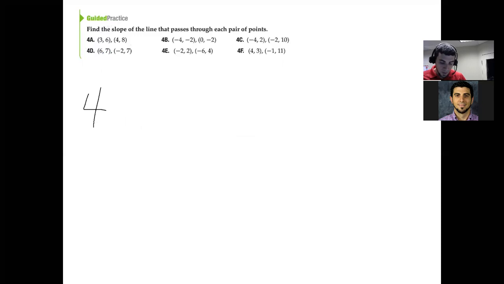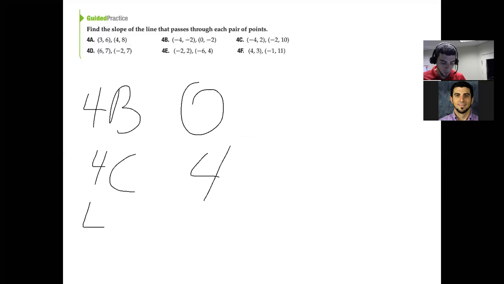All right, for B, you should have got 0. For C, you should have got 4. And for E, would simplify to -1/2. Okay, so hope those answers help you out there.